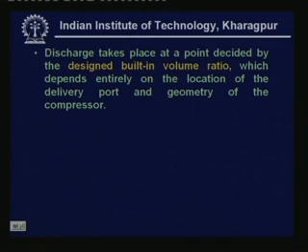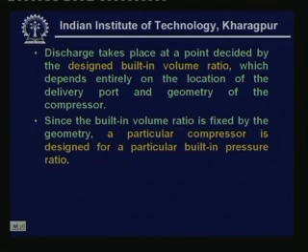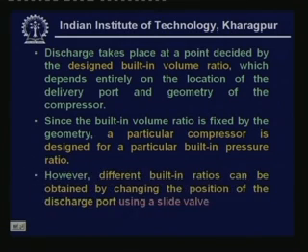Discharge takes place at a point decided by the designed built-in volume ratio. Just like your multiple vane type of compressor, here also you have what is known as a built-in volume ratio, and this built-in volume ratio depends upon the location of the delivery port and geometry of the compressor. Since the built-in volume ratio is fixed by the geometry, a particular compressor is designed for a particular built-in volume ratio. However, different built-in volume ratios can be obtained by changing the position of the discharge port using a slide valve.